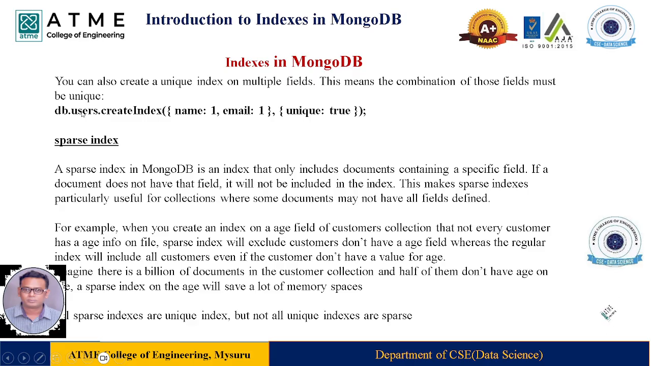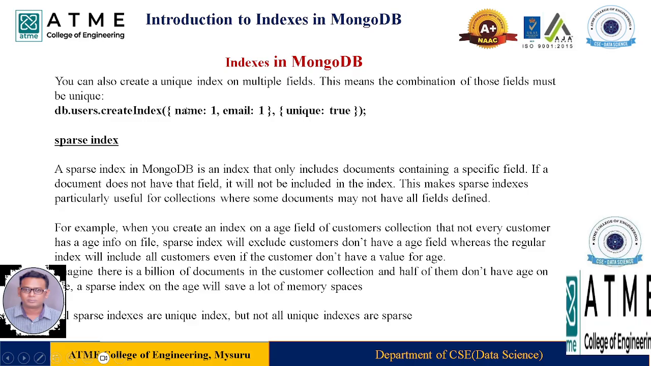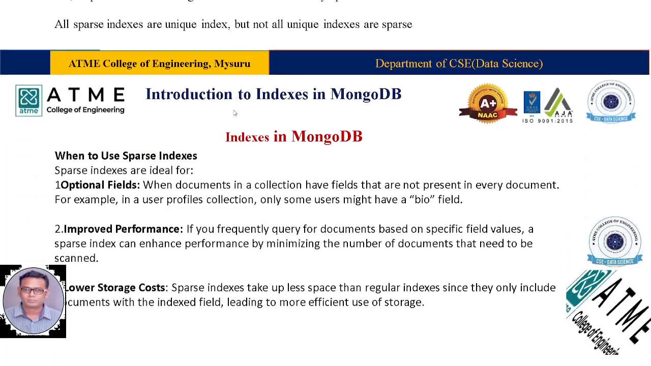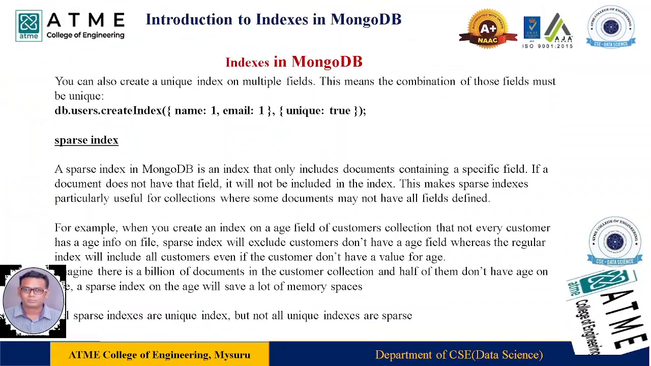db.collectionName.createIndex followed by the field you have to specify and the type, 1, and email, I have provided 1. So basically I have created unique indexes on name and email. After that I have made use of unique: true. This means a unique index has been created. So unique: true makes this index a unique index.